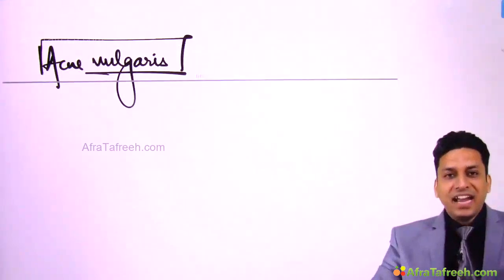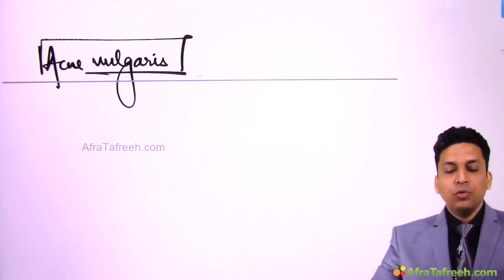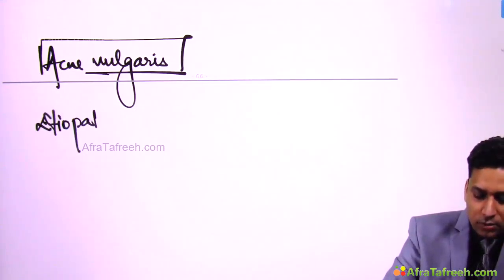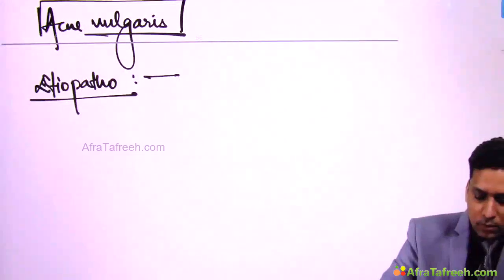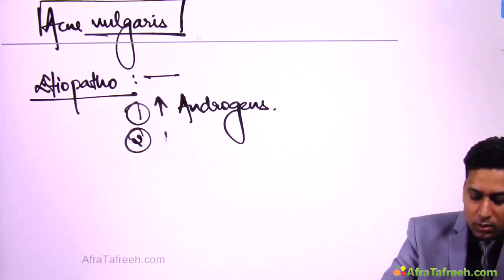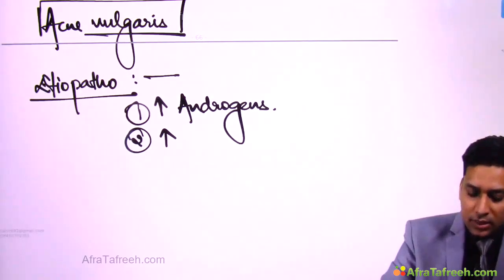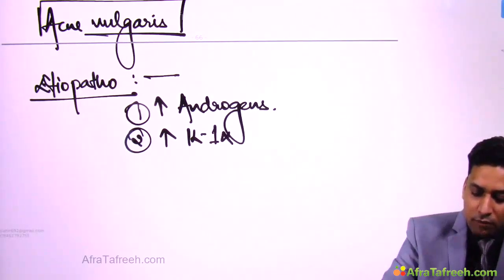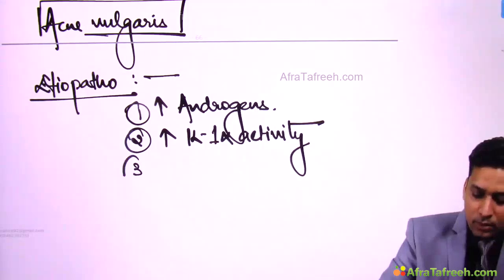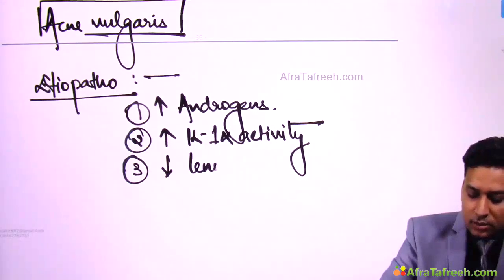Next we'll be discussing acne vulgaris. Acne vulgaris, that is the most common type of acne. If we talk about the etiopathogenesis of this condition, there is increased androgens, and there is a role of interleukin, that is increased interleukin 1 alpha activity. So interleukin 1 is involved, and there is decreased linoleic acid.